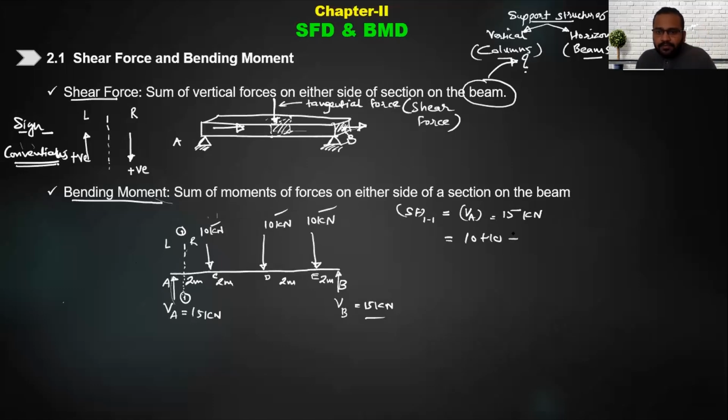So 10 plus 10 plus 10 and minus 15. It will give me again positive 15 as the answer. Are you understanding it? Even if you work on the left hand side or the right hand side, you're going to get the same shear force at any cross section.